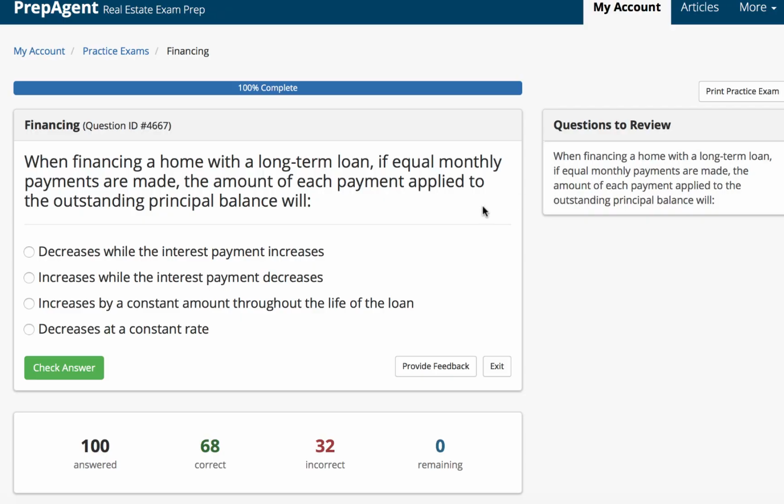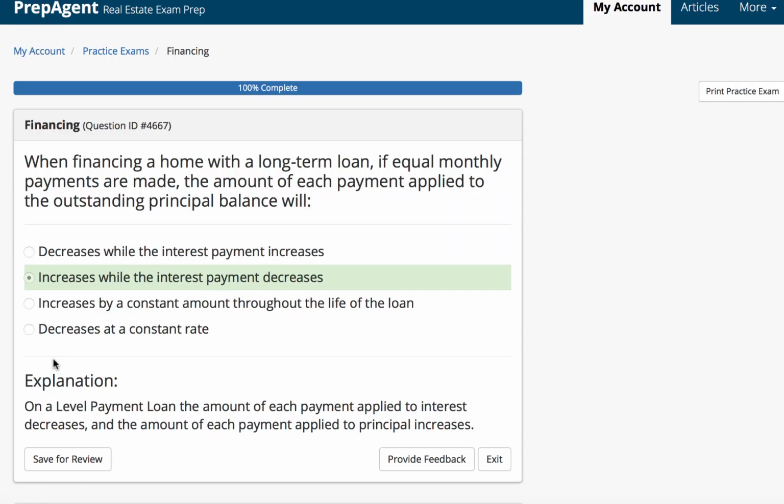When financing a home with a long-term loan, if equal monthly payments are made, the amount of each payment applied to the outstanding principal balance will increase by a constant amount. Increase while the interest payments decrease. Good. So you did pretty well.